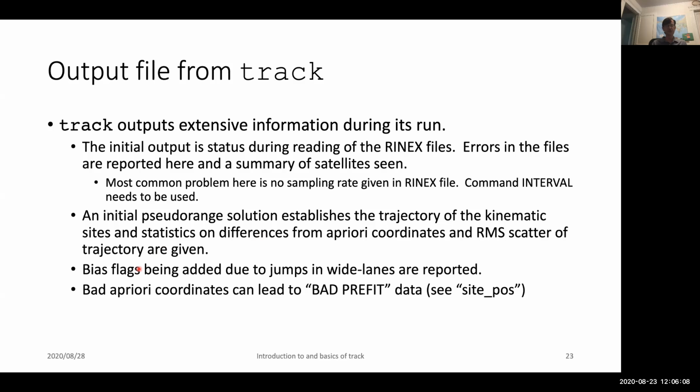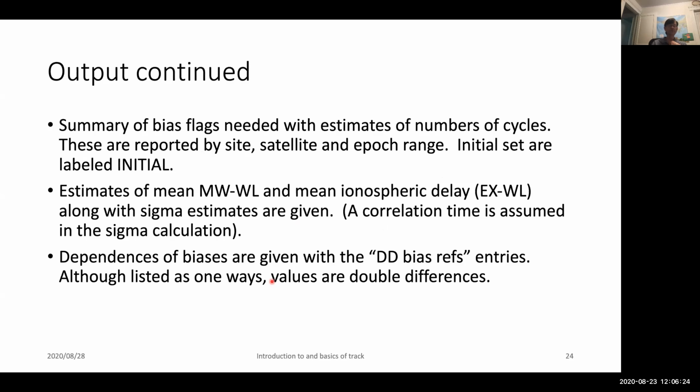It then scans through the data to check for bias flags and whether jumps are applied. It checks for any bad prefit data. So essentially, when it's trying to fit the trajectory on the short range data, there can be bad short range data, etc. And then the summary of the bias flags is needed, and it estimates the number of cycles, and that gets reported in the initial estimate.